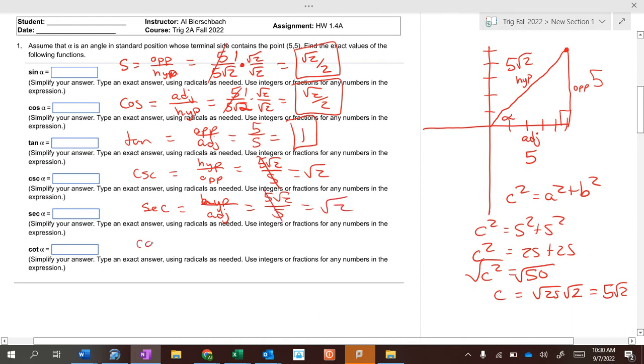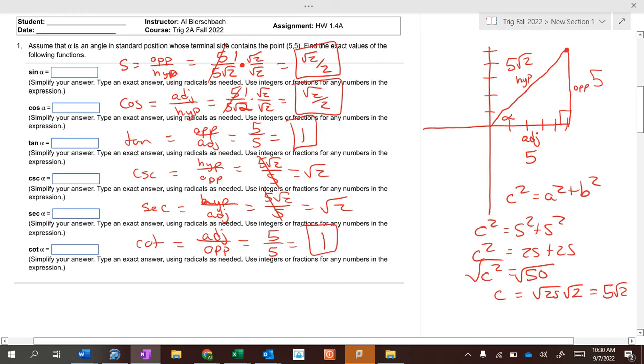Cotangent is what over what? Adjacent over opposite. What's the adjacent? Opposite. 5 divided by 5 is? 1. Easy peasy lemon squeezy.